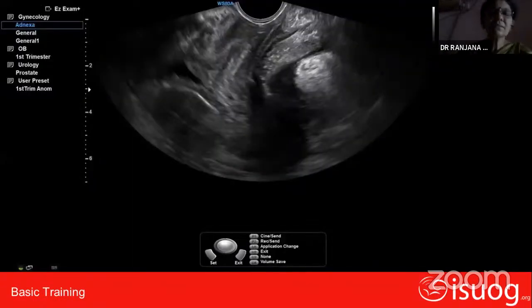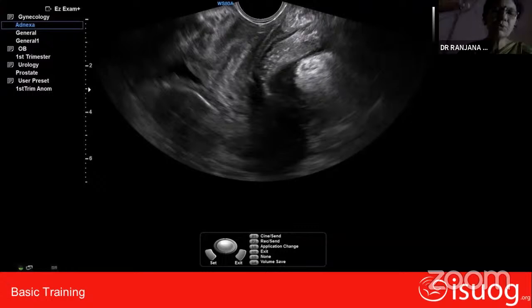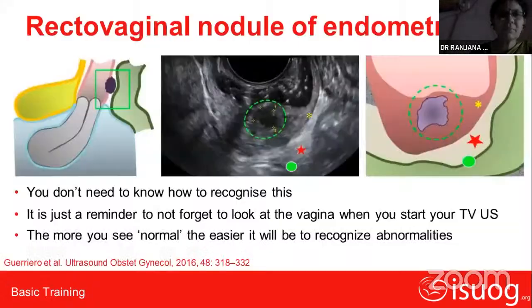So now this is a video. I am not able to show it in this slide, but on the left side you are seeing a little bit of the urinary bladder, and just posterior to the urinary bladder is the uterus with the thin echogenic endometrial lining.